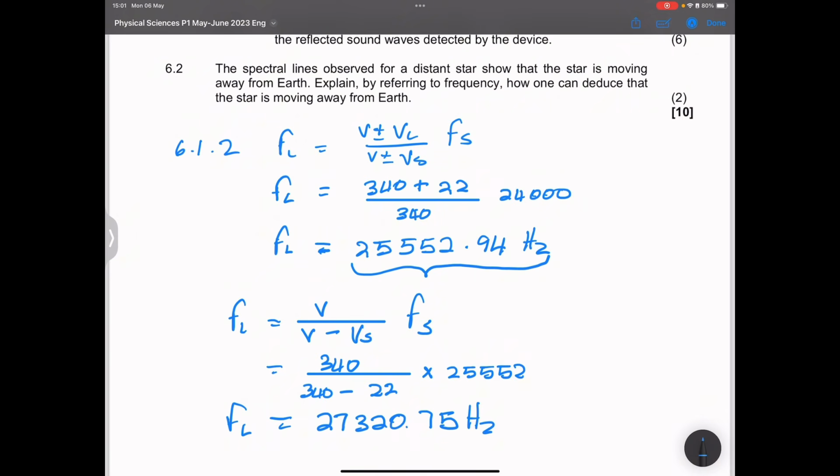And in this case, when we see that there is a red shift, that is, it shifts towards the lower end of the frequency, then it means that the star is moving away. So if the line spectrum of the gas of the star is moving towards the lower frequency end, or red shifted, then we know that it is moving away from the Earth. All right.